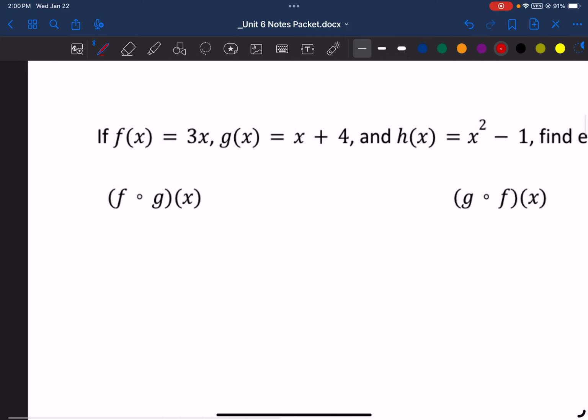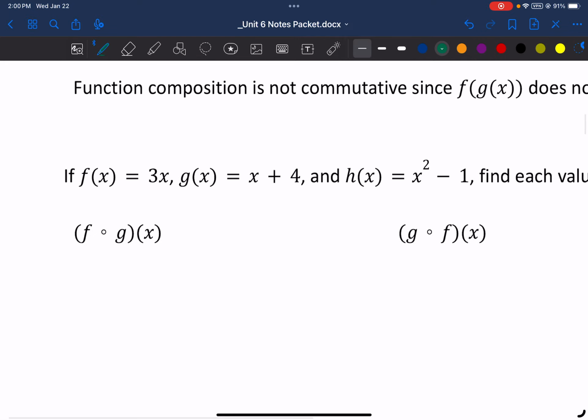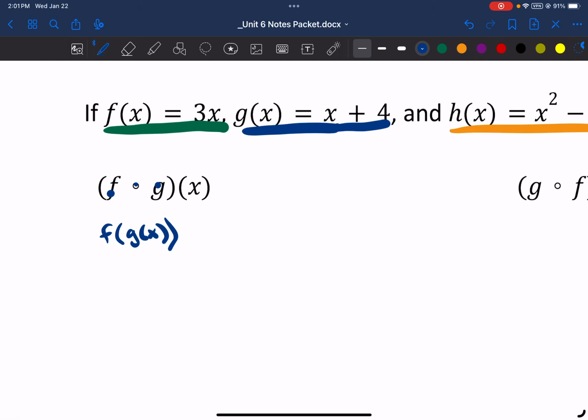Let me show you how this works. In this case, we have our equations. We have 3 of them this time: f of x, g of x, and h of x. First, this is telling us f of g of x. So we want the f function of the g of x. Putting g into f. Here's f. There's the x for f. We're putting g into f.